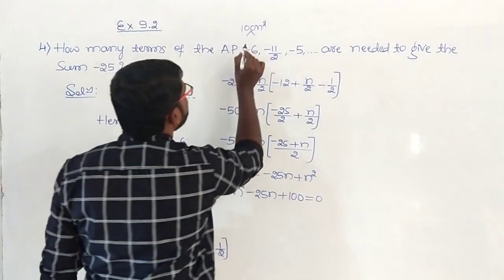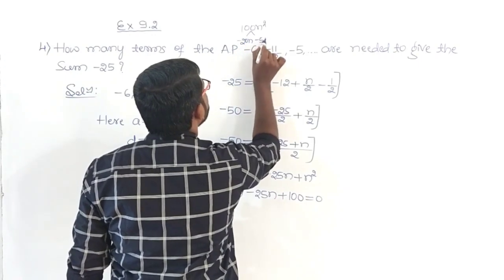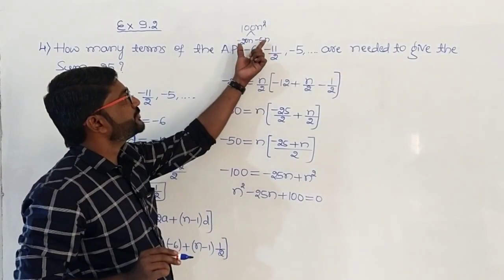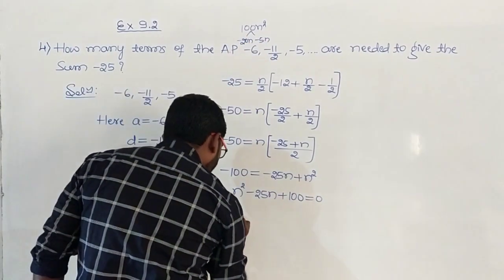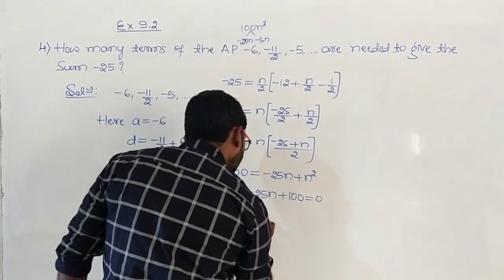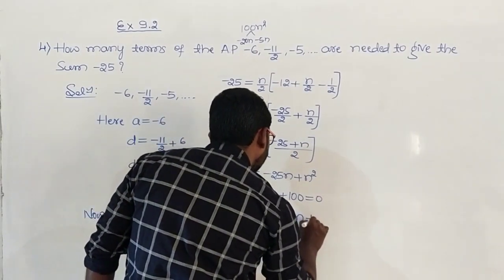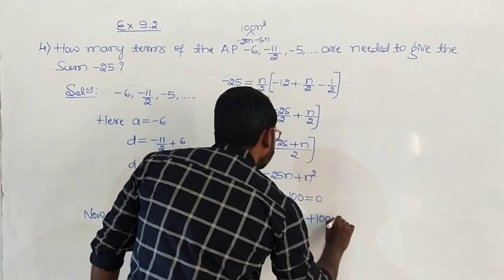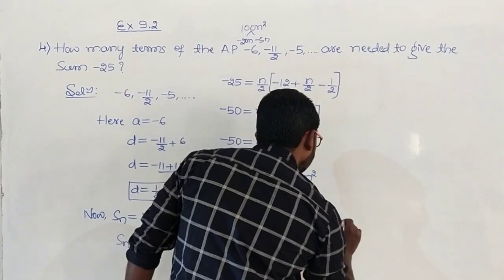So what I do is, I take minus 20n and then minus 5n. Multiply these two, you get the product. Add these two, you get the middle term. So here, n square minus 20n minus 5n plus 100, which is equal to 0.